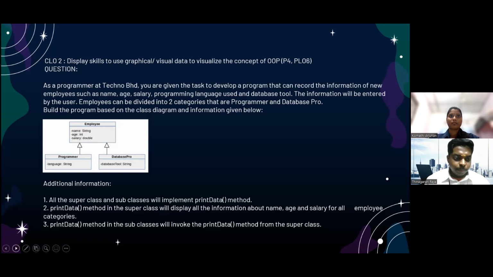Additional information. First, all the superclass and subclasses will implement print data method. Second, print data method in the superclass will display all the information about name, age, and salary for employees categories. Third, print data method in the subclasses will invoke the print data method from the superclass.